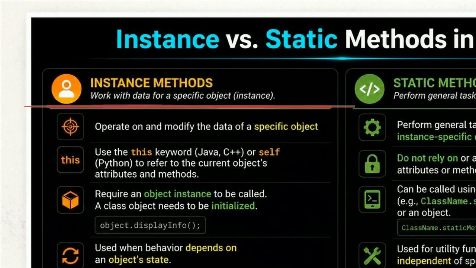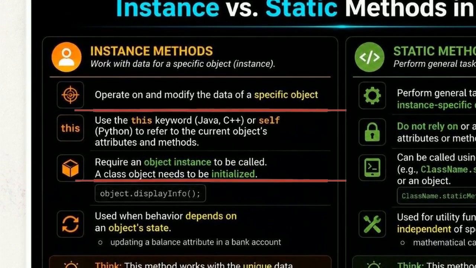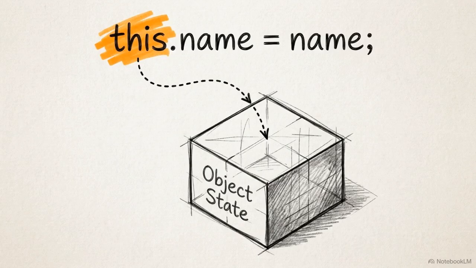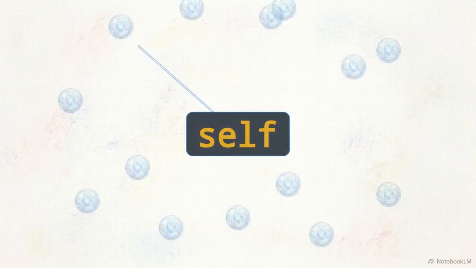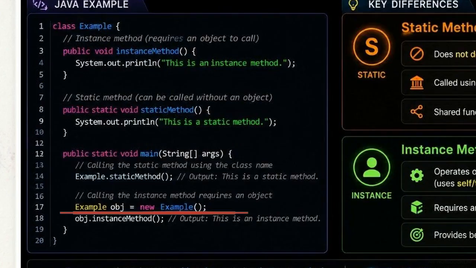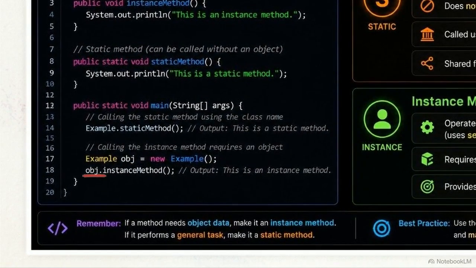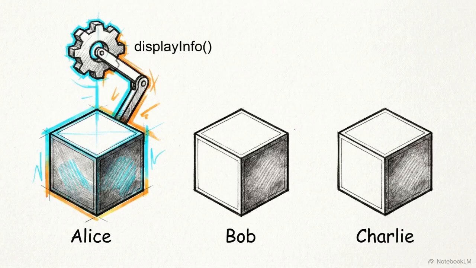As outlined here, an instance method operates specifically on the data of a unique, initialized object. When an instance method is called, it uses keywords like this in Java or self in Python to explicitly refer to the attributes of the exact object that triggered the action. Because they rely on object data, the syntax requires an initialized object to function. In this example, you must create the obj variable first, and then attach the method called directly to it. Instance methods are inherently tied to state. If the behavior needs to change based on which entity is acting, it must be an instance method.